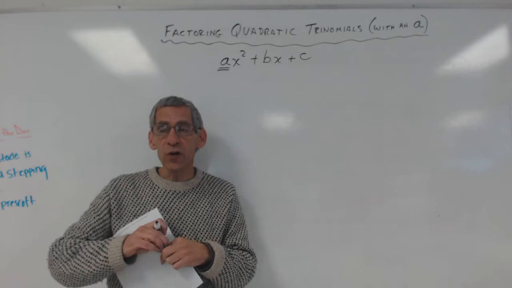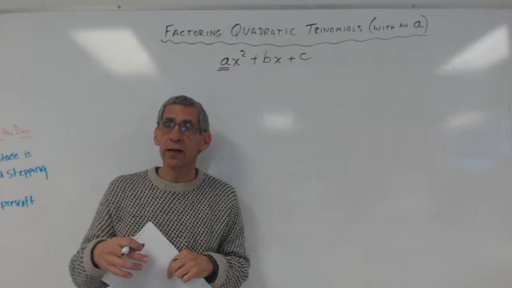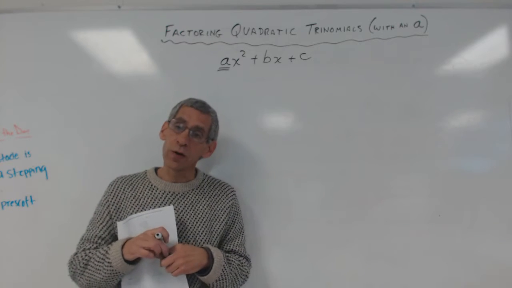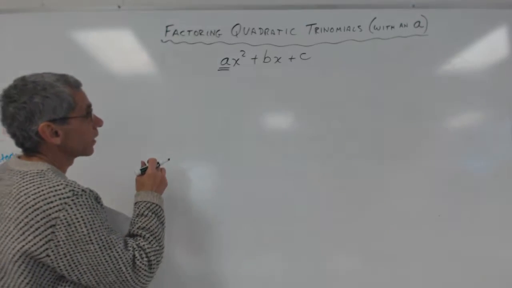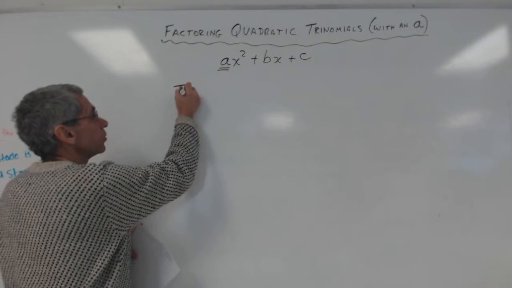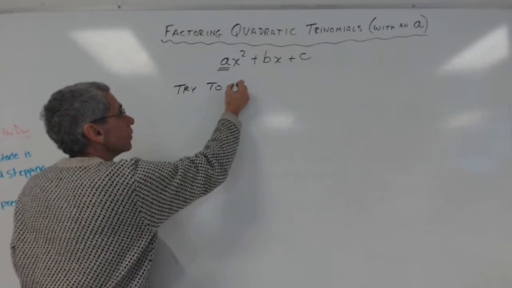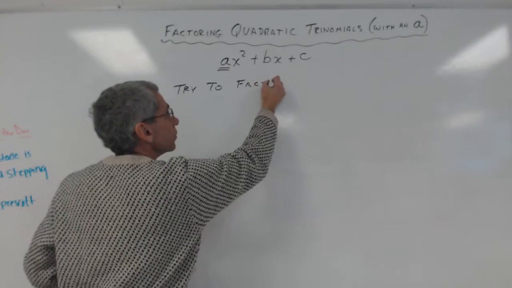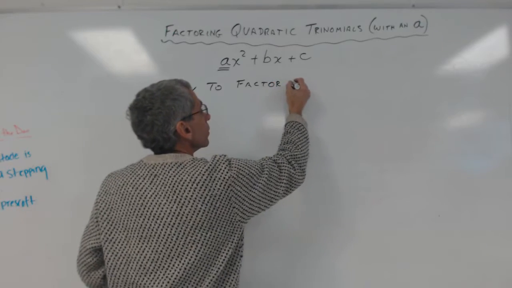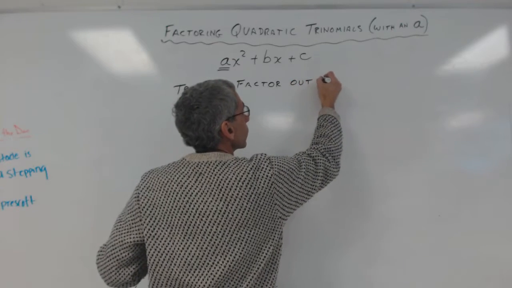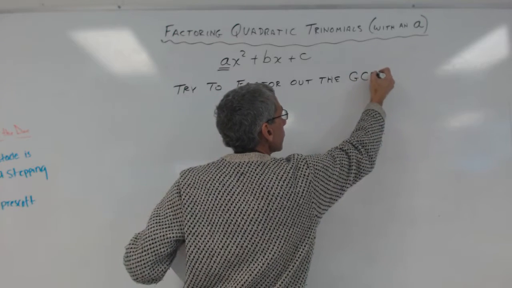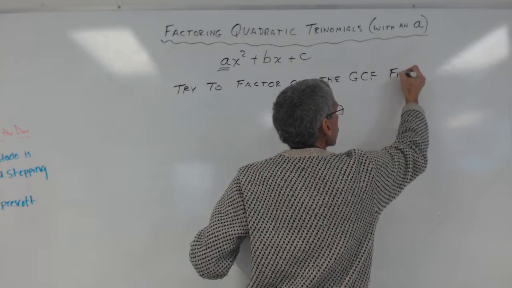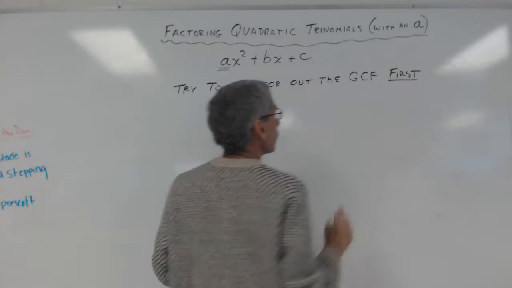But the very first thing you should always try, and it will always work on the homework tonight, is to try to factor out the greatest common factor first. Greatest common factor first. That's the very first thing you do.